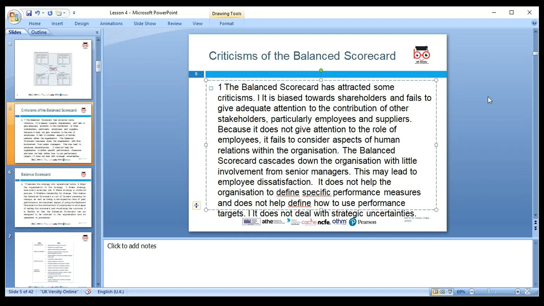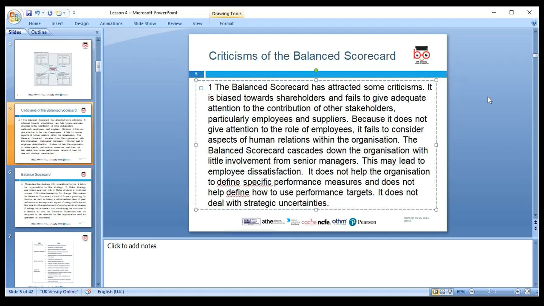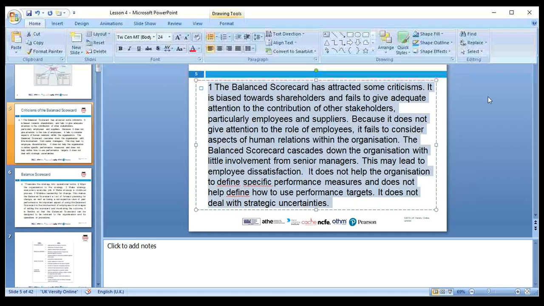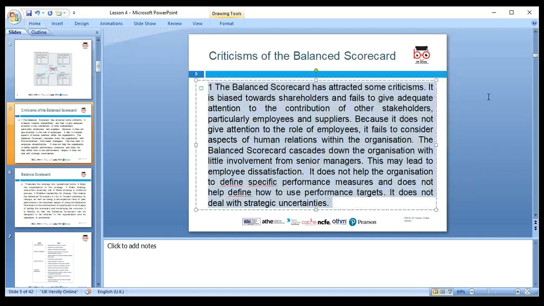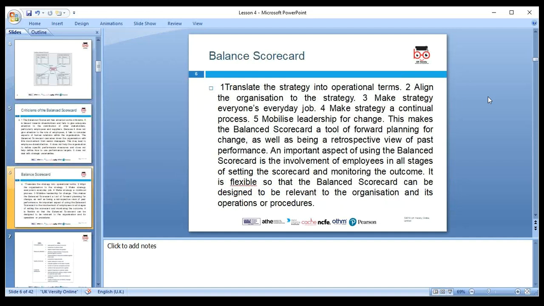So we need to make sure we address these issues, and it does not deal with strategic uncertainties. Yes, it's not really dealing with strategic uncertainty. Thus, we need to make sure we address these. So what we need to do as a company, as managers, is address all these issues in our organizations. Okay, guys, we need to make sure of that. Okay, next, the balanced scorecard translates strategy into personal terms.